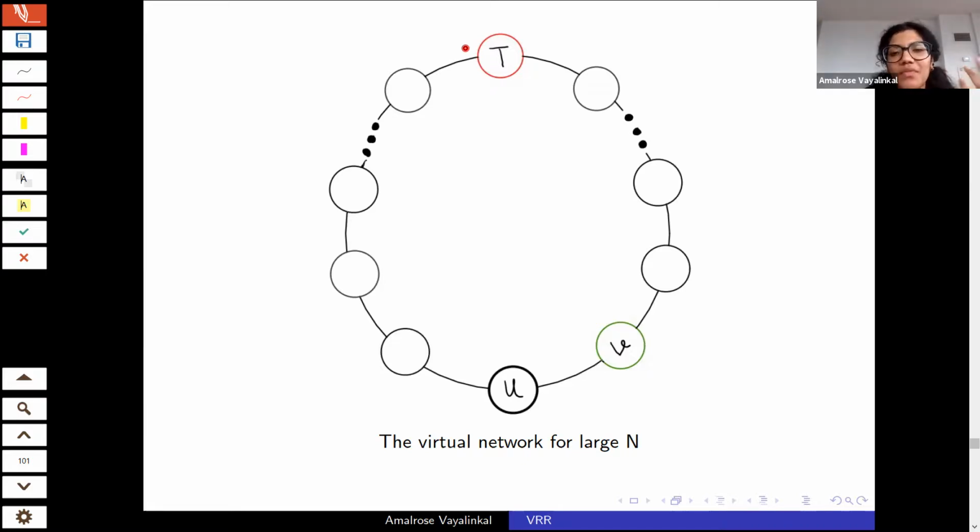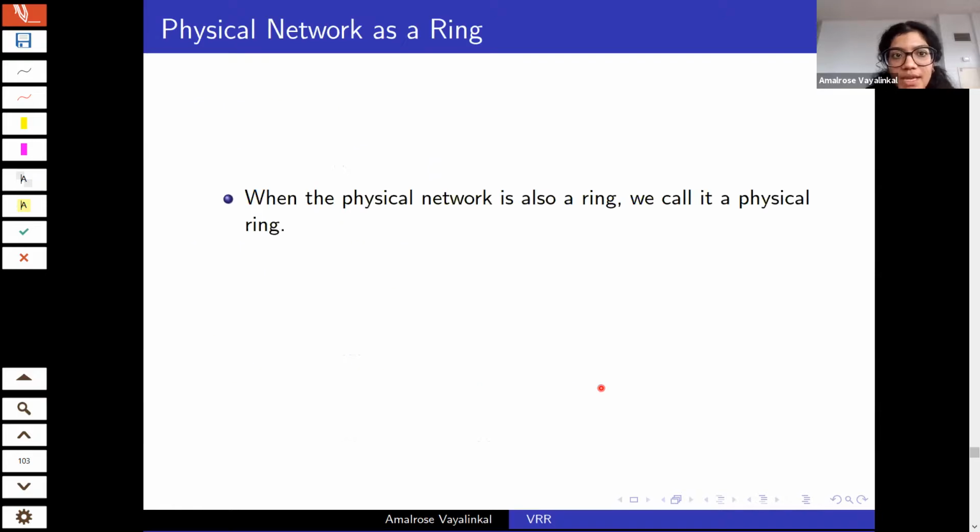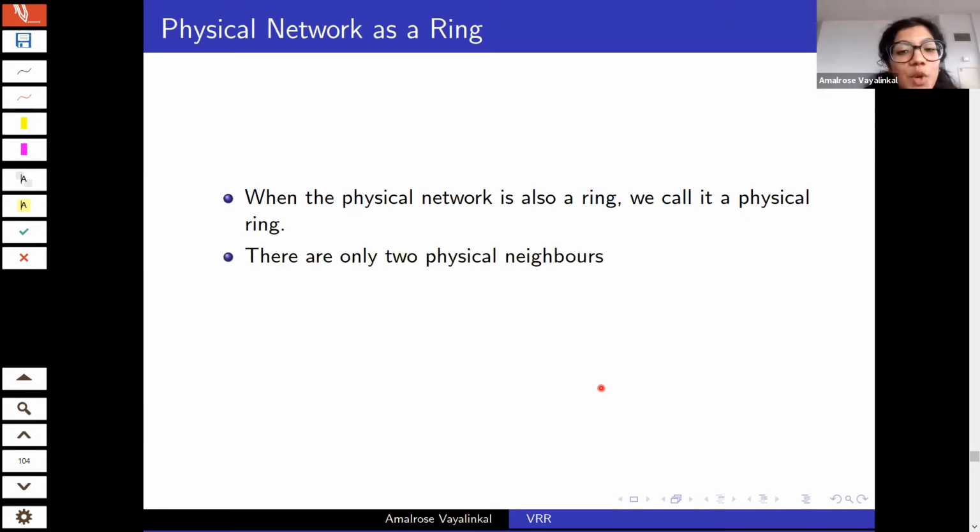And so one of the things we did try, to understand stretch and spreading better, is we considered the case when the physical network is also a ring. That's what we were doing for most of the summer. When the physical network is also a ring, we call it a physical ring as opposed to the virtual ring. And the nice thing is that there are only two physical neighbors, and the important thing is that it's consistent across all nodes. Every node has exactly two physical neighbors.